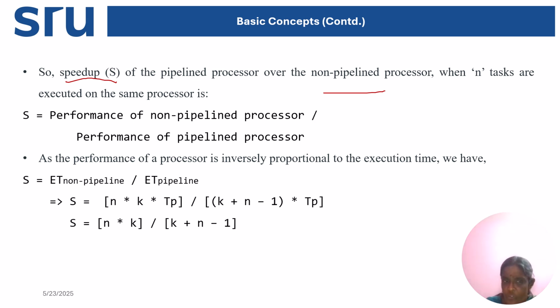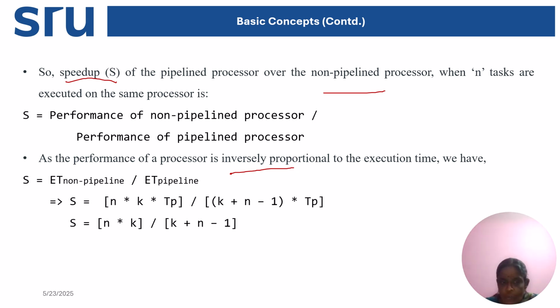The performance of the processor is inversely proportional to the execution time. If speed increases, time decreases. If time increases, speed will decrease. That is why they are inversely proportional. We have S is equal to ET non-pipeline divided by ET pipeline. We already know that without pipeline, the formula is N into K into TP. With the pipeline, it is K plus N minus 1 into TP.